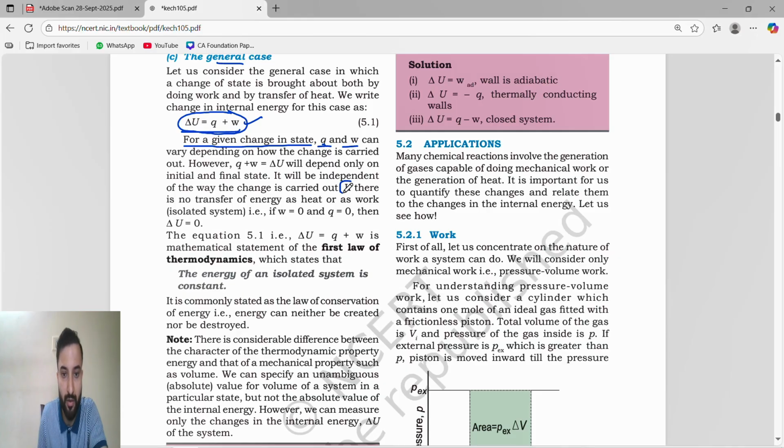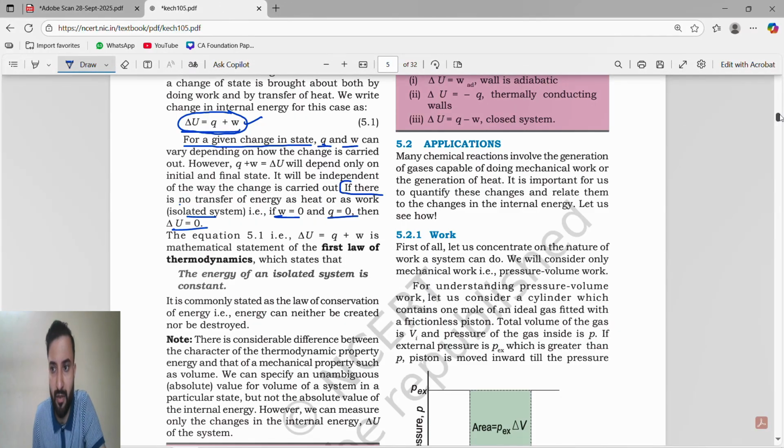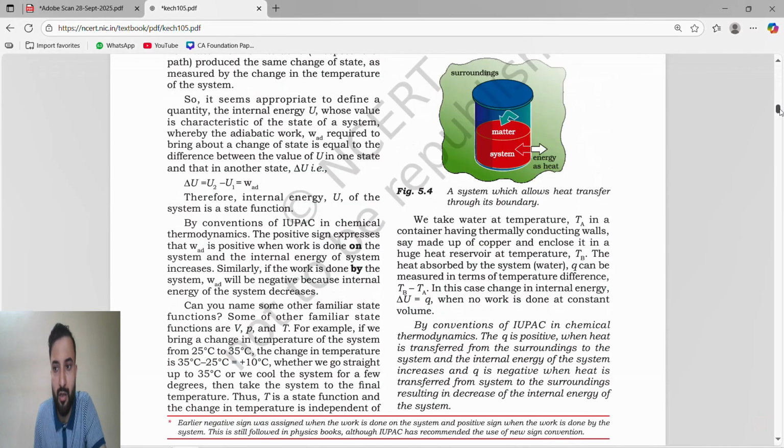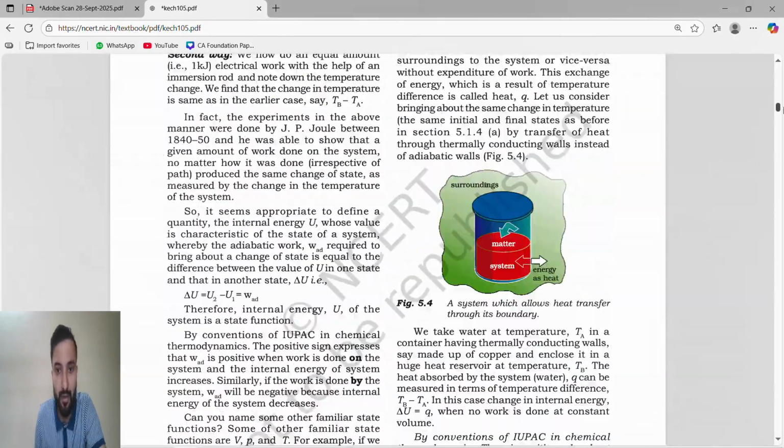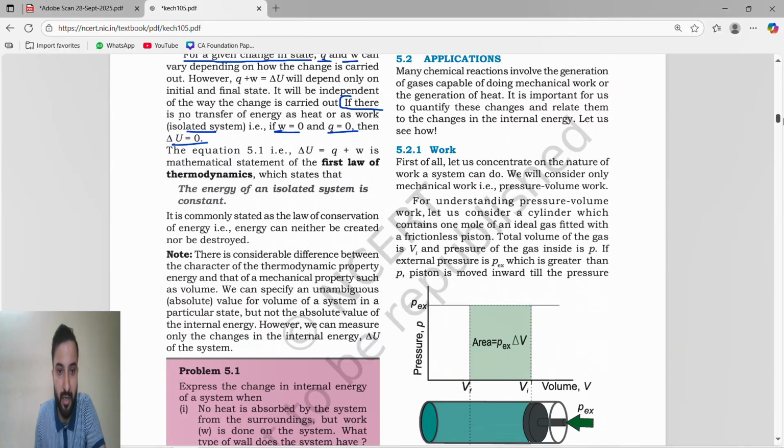Now at this point, if there is no transfer of energy as heat or work in an isolated system, we know nothing will transfer. So work is zero, heat is zero, and the change in internal energy is also zero. These are the conditions you have to understand. In an isolated system, q is zero, w is zero, delta U is zero. I am teaching you all the things here, but if you read the NCERT, you will get more clarification in depth. So read the NCERT for whatever topics I complete here.